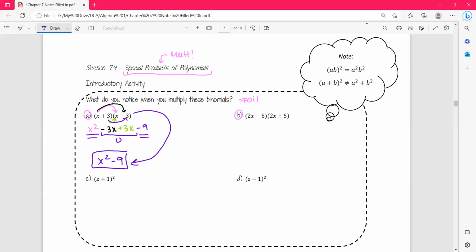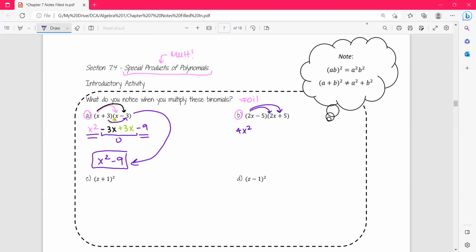And let's see if we can notice the same pattern. First, I want you to notice that these binomials are almost identical, right? One's x plus 3 and one's x minus 3. Same thing with B here. One's 2x minus 5, the other one's 2x plus 5. So this is special. They're almost identical binomials.